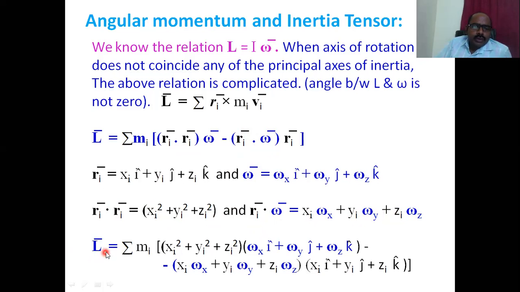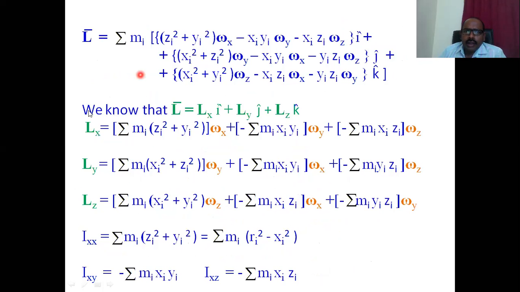Now, by substituting the two products in the above equation, we are getting this. So we are writing the vectors and the products: mi into xi square plus yi square plus zi square times the vector omega bar. The vector is written here, and similarly the products are also written here, and the position vector ri bar is written here. So in that way we are getting this.